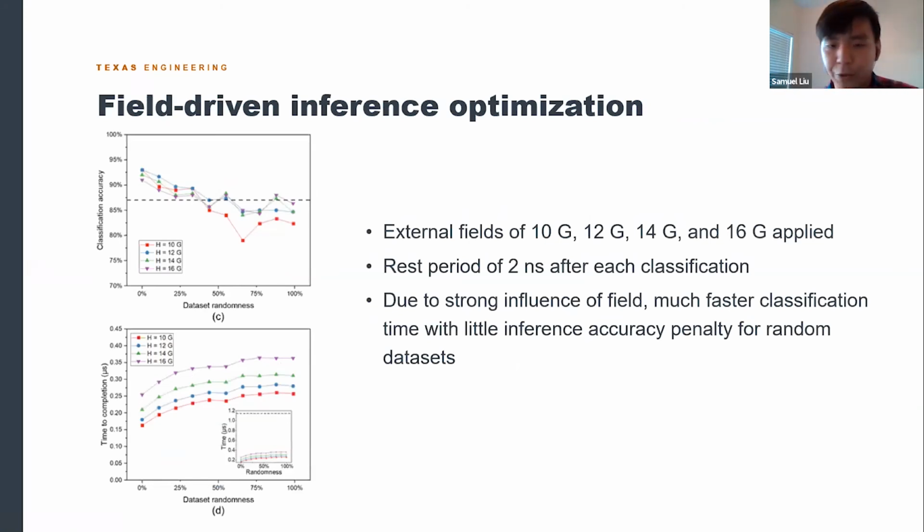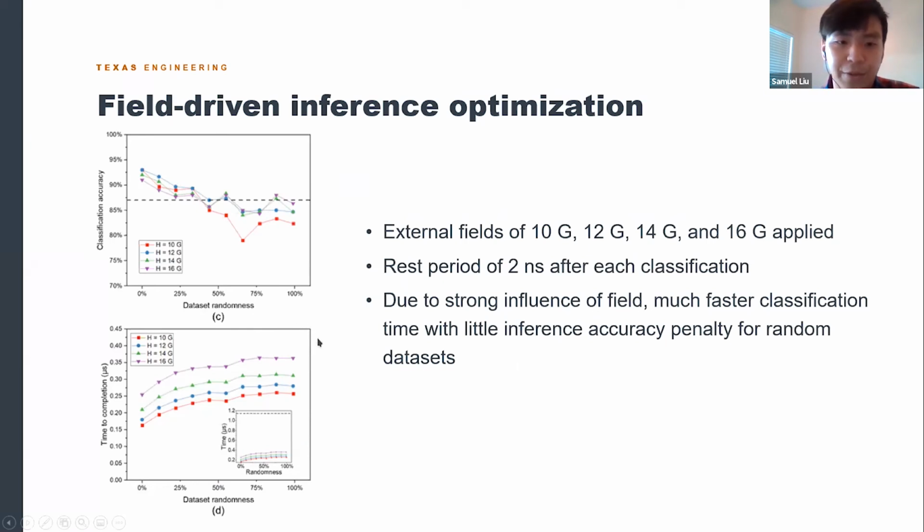In using magnetic field-driven reset, with external fields of 10, 12, 14, and 16 Gauss applied, the story is similar. There's an inference accuracy advantage for the more ordered data set at 0%, while for a more random data set, we see a performance degradation. However, since magnetic field has a stronger effect on domain wall motion, this effect can be tuned to achieve roughly the same performance as baseline for even a completely randomized data set.